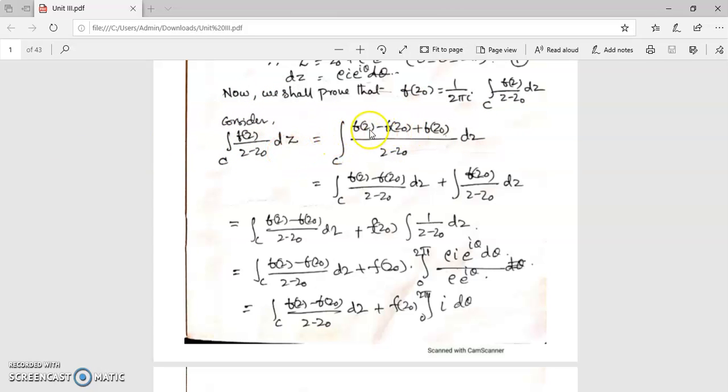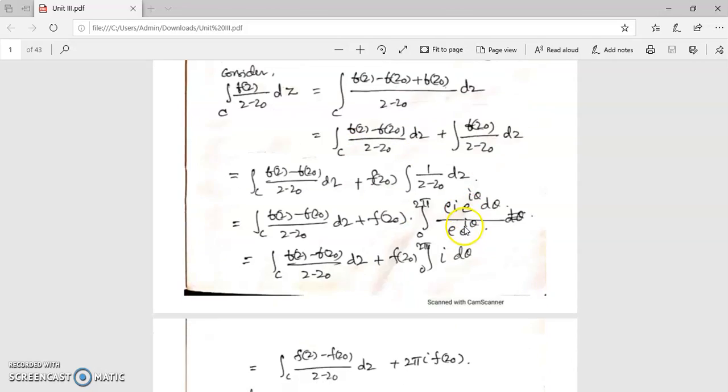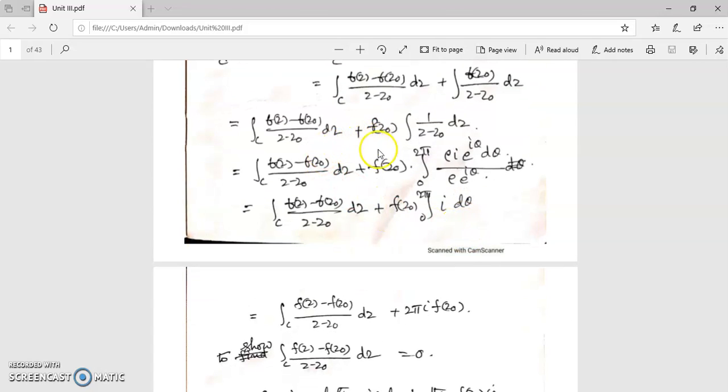Adding and subtracting f of z0, we can write it as two parts: the integration of (f(z) minus f of z0) by (z minus z0) dz, plus f of z0 into the integration of 1 by (z minus z0) dz. So first we will find this integration.